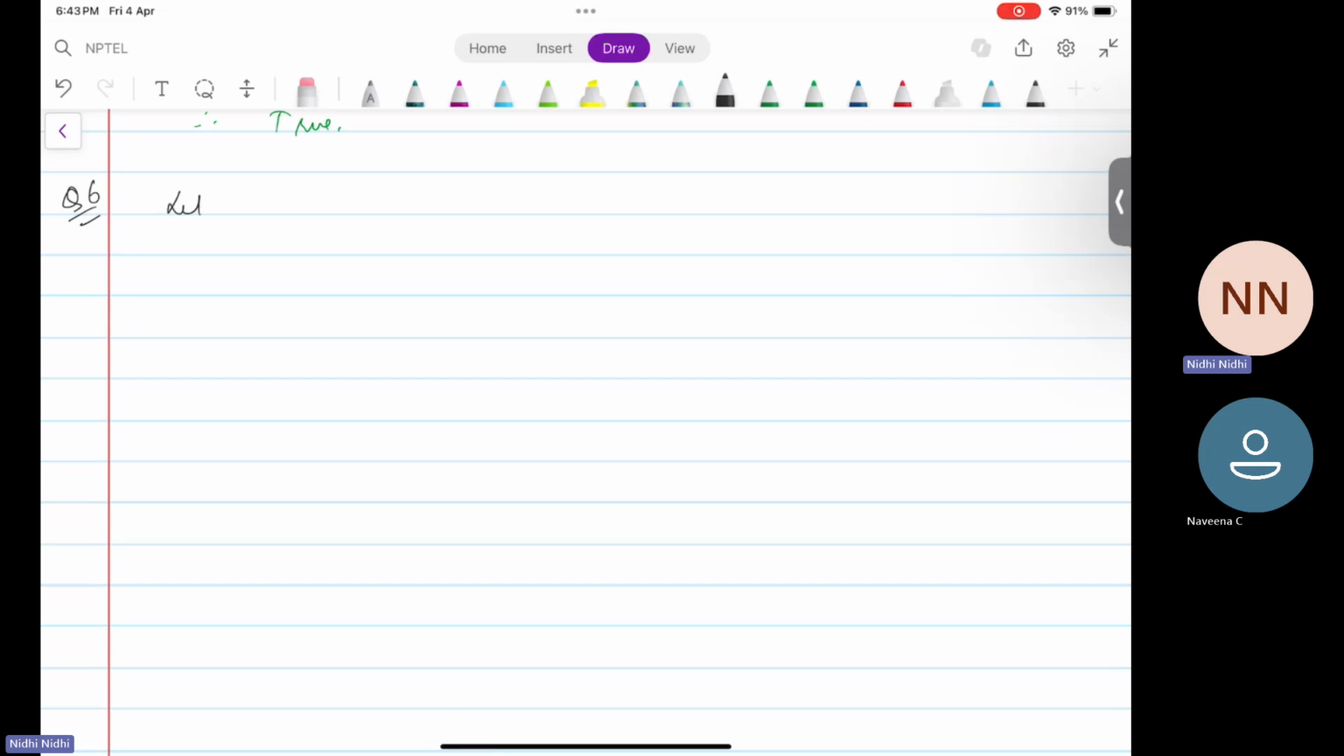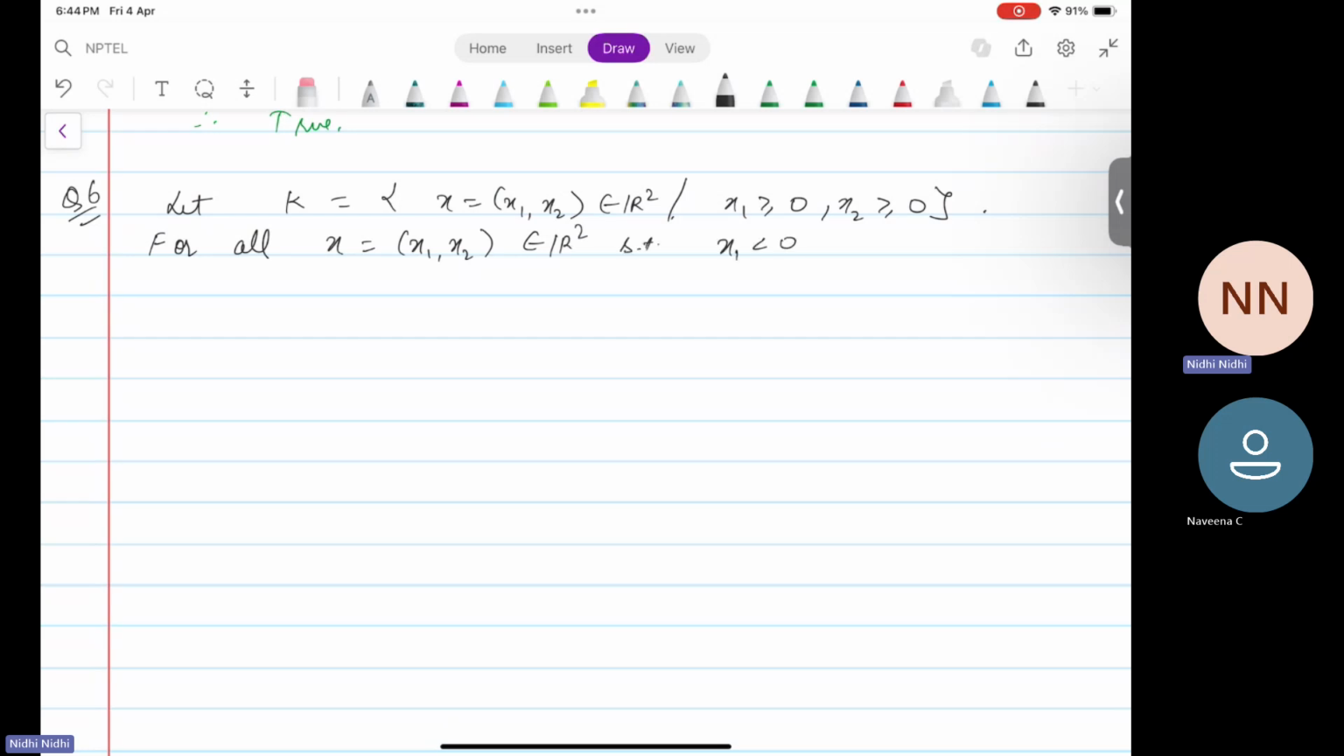Let K be the space of all those points (x1, x2) in R2 such that x1 is greater than or equal to 0 and x2 is also greater than or equal to 0. That means we are in the first quadrant. Then they're saying that for all x in R2 such that x1 and x2 are strictly negative, we have PKx, that is the nearest point in K to x, is equal to 0.